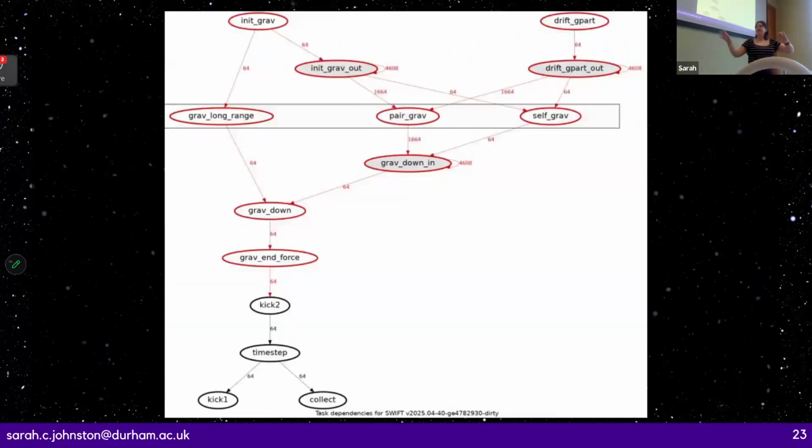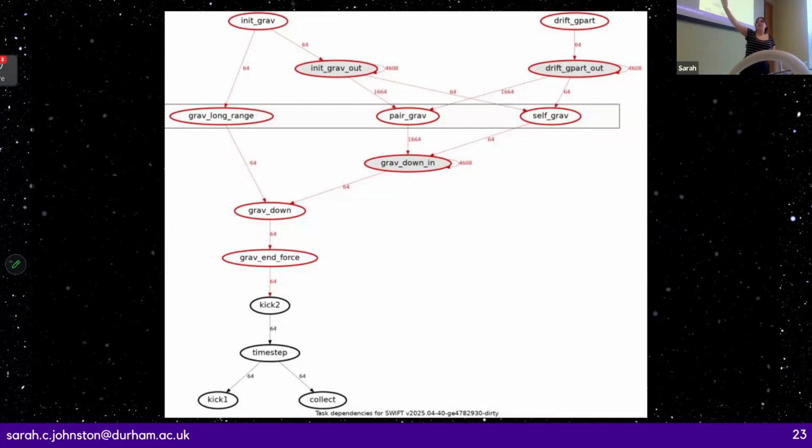So here's an example of what the simplest version of a gravity task dependency looks like in Swift. Right up at the top, we have our initialization and our drifting steps. Then it comes down through a couple of out functions, which are not really important, into basically the three main types of gravity for a very simple scenario: the self and pair, and then this long range, which is essentially long-term gravity approximation.